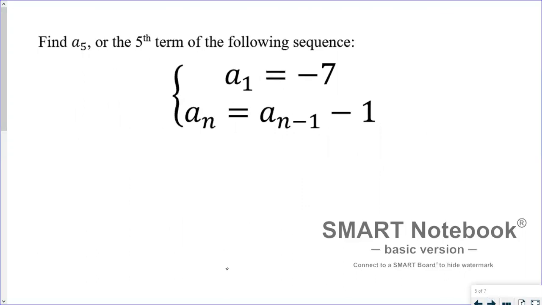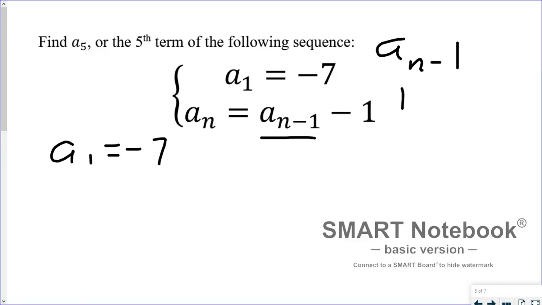Find the fifth term, A5, of the following sequence. In the last problem, we had a formula. In this problem, we don't have a formula. All we know is the first term of the sequence. So what we have to do is find each term leading up to the fifth term. So we're going to start with A1. We know that's -7. I'm going to define A n minus 1 to mean previous term.